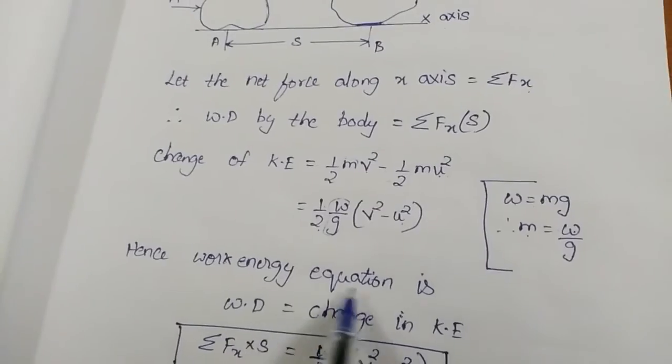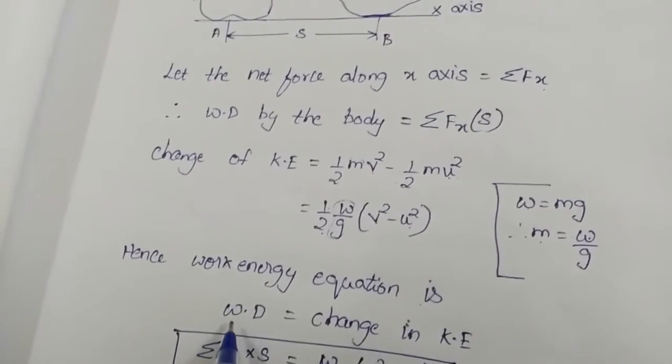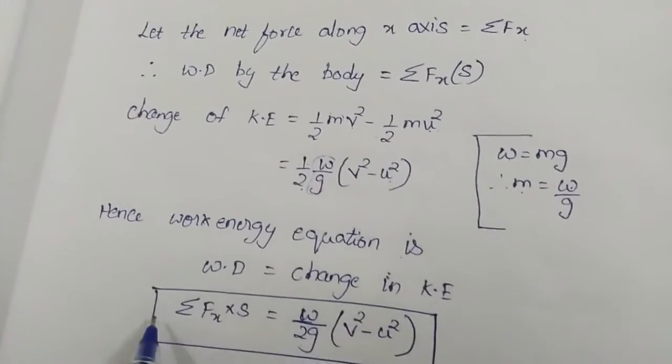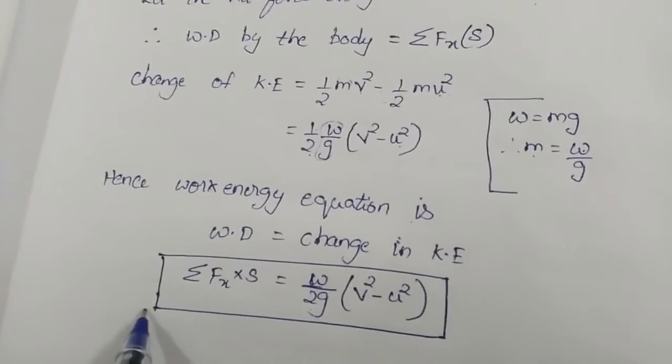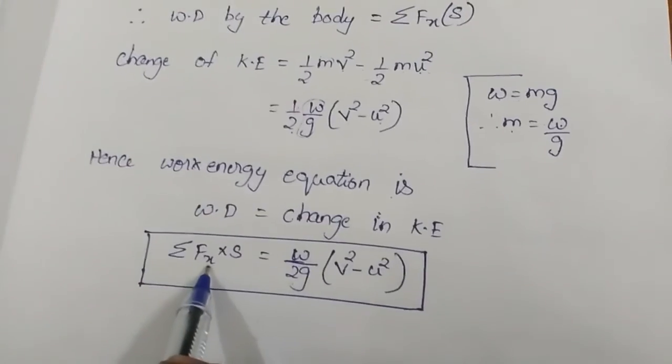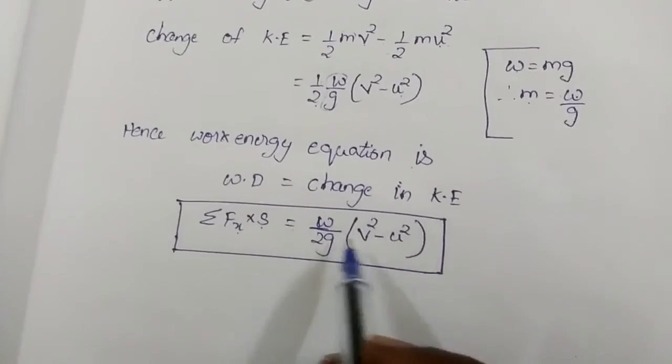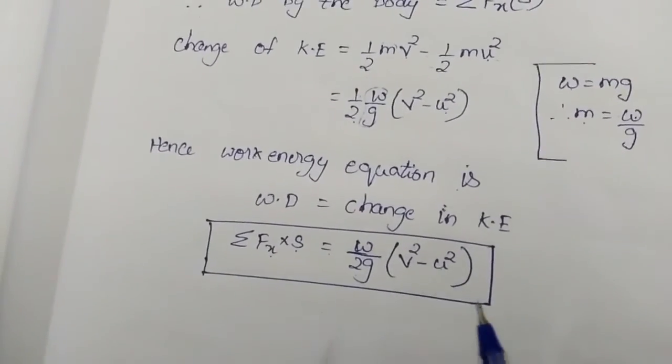So the work energy equation is given by work done equal to change in kinetic energy, which is the final formula we have arrived at, that is summation Fx into s is equal to W by 2g into v square minus u square.